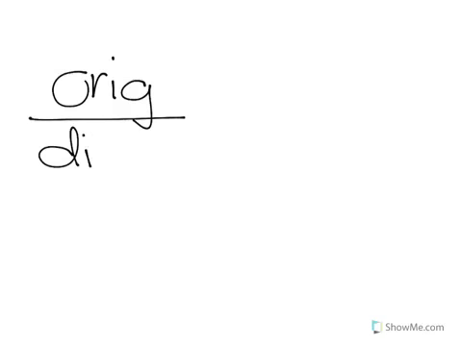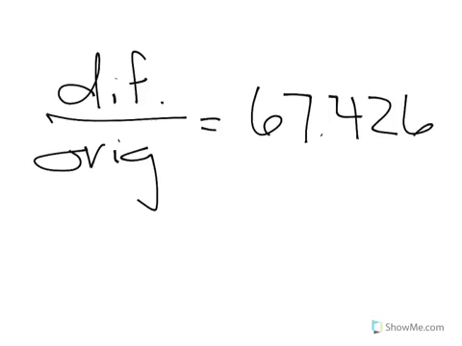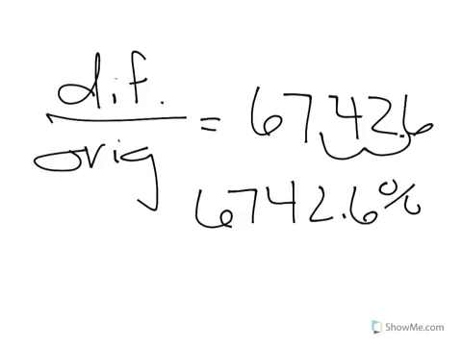What if you divide your original amount by your difference? I'm sorry, that was exactly the opposite of what I was supposed to say. What if you divide your difference by your original amount, and you end up with something like 67.426? You still move it two places to the right. That would just be 6,742.6%. So just keep that in mind.